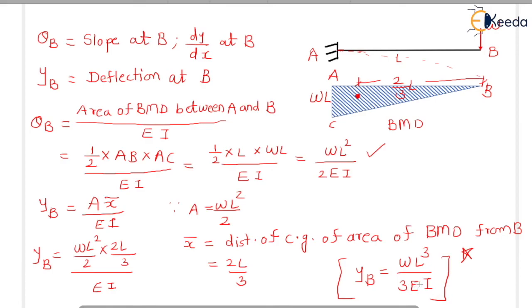So it's a very simple method. We have to remember only this formula: slope is area by EI, and deflection is area into center of gravity distance by EI. So this completes our moment area method.